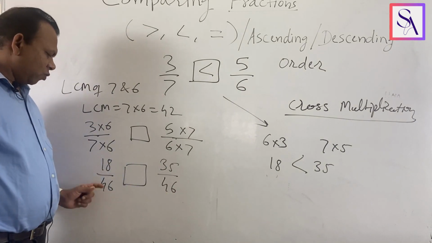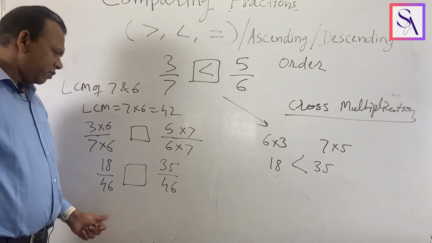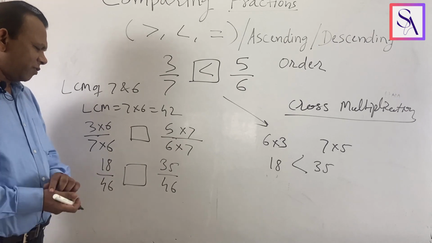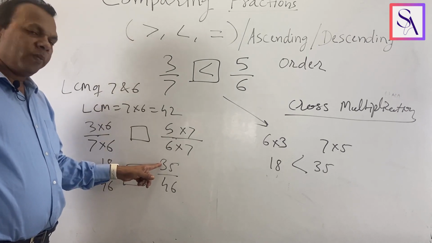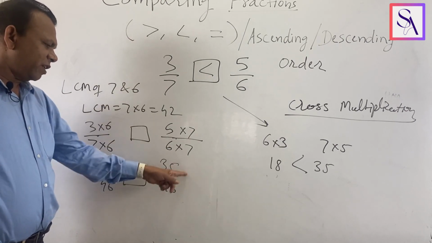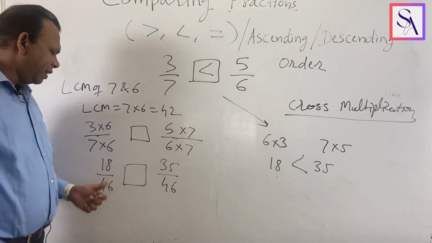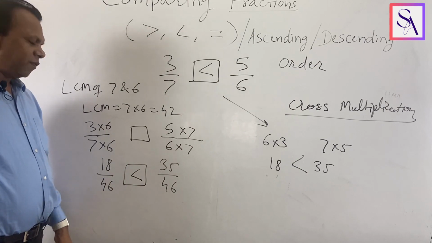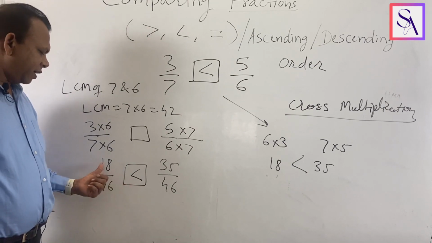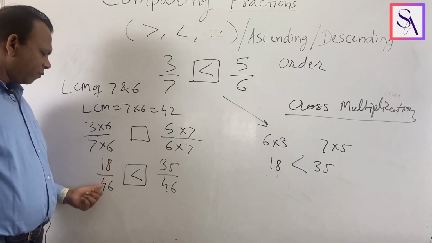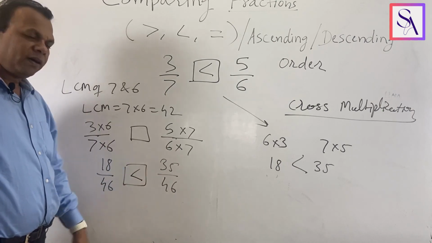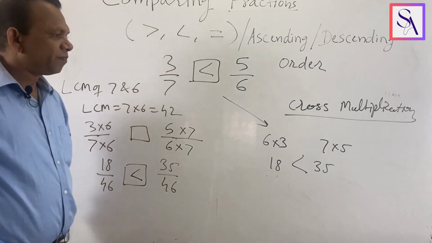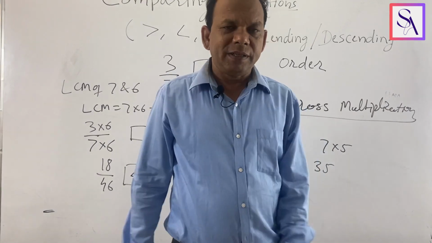Now the denominators are the same, so these two are like fractions. We know that in like fractions, when the numerator is greater, that fraction is greater. So, 35 is greater than 18. So, 35 by 42 is greater than 18 by 42, or 18 by 42 is less than 35 by 42. This is the answer. Got the concept?